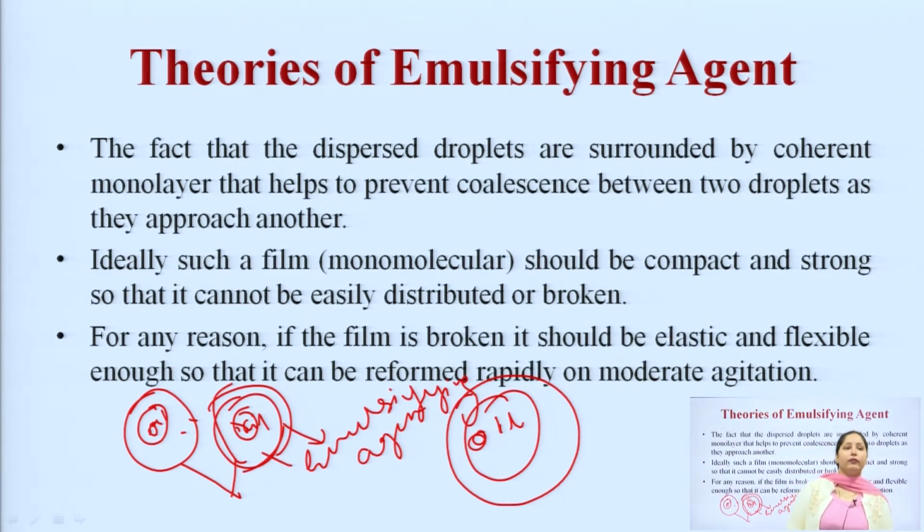For any reason, if the film is broken, it should be elastic and flexible enough so that it can reform rapidly on moderate agitation. So, in any circumstances, such as during transportation or any vigorous shaking, if the film is broken, the nature of the film should be so elastic and flexible that it reforms immediately on giving moderate agitation, thereby preventing the collision of the oil globules or the globules of the dispersed phase.